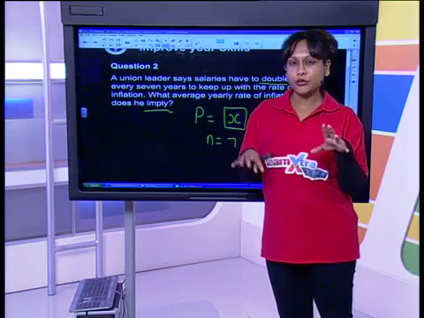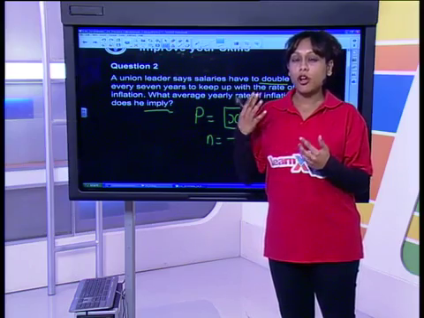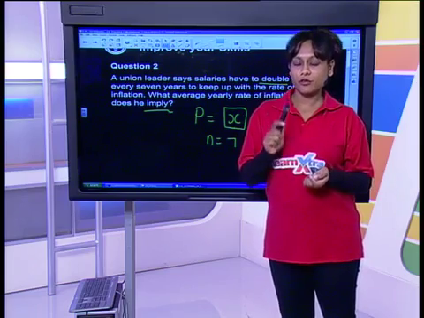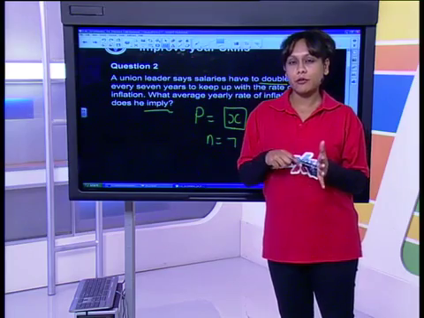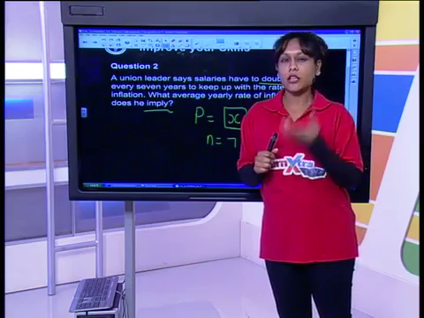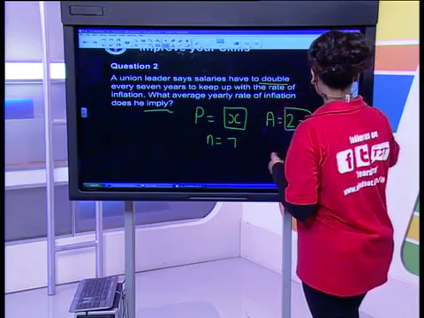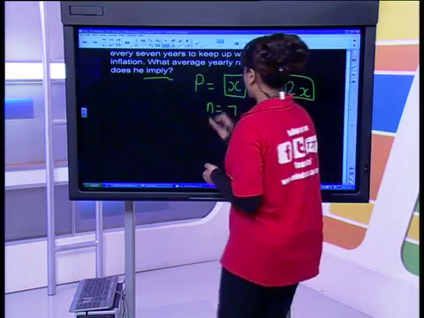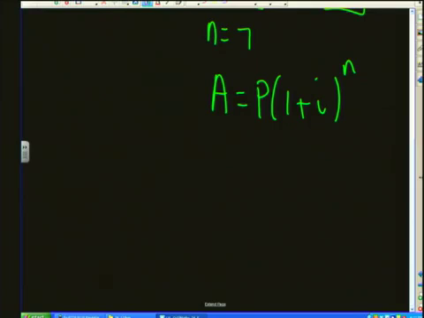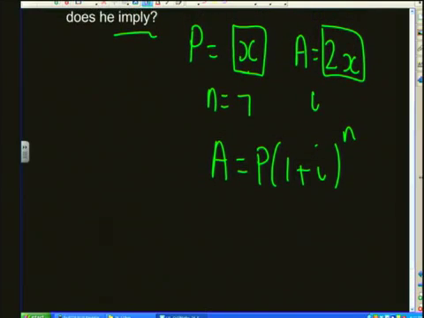But now, do you use simple interest or compound interest? What do we use to work out inflation? For those of you who were listening right at the beginning when we did the summary, you would remember that I stated right at the outset that whenever you're looking at inflation, you use the compound interest formula. So the formula we're going to be using is A is equal to P times 1 plus I to the power of N. And the variable we're looking for is I.